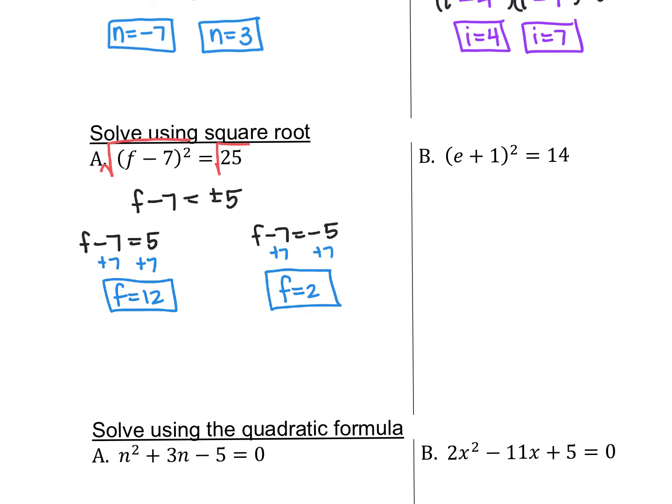Okay, for part B, e plus 1 quantity squared equals 14. This could be an irrational solution.